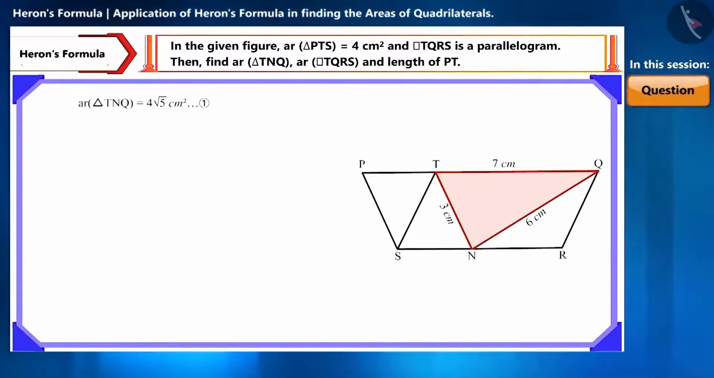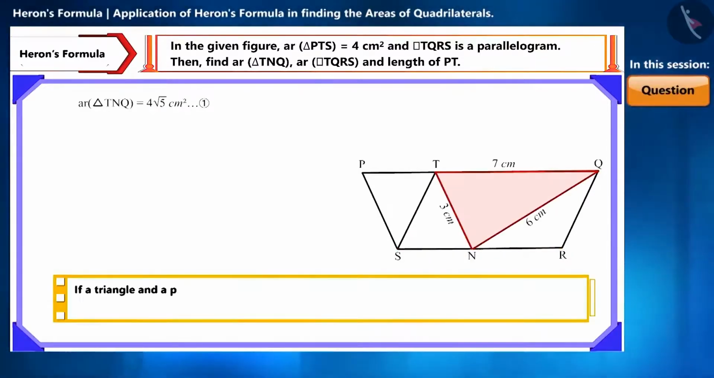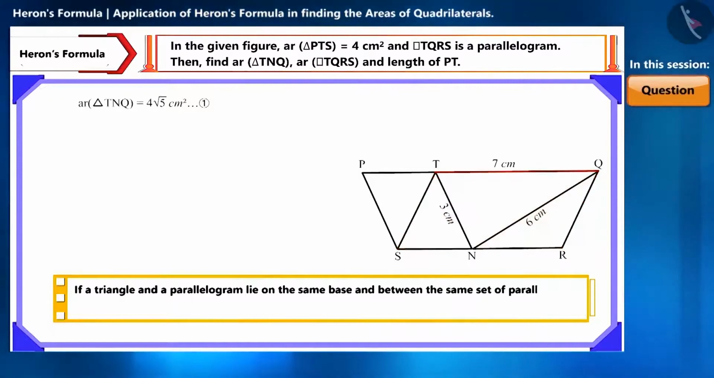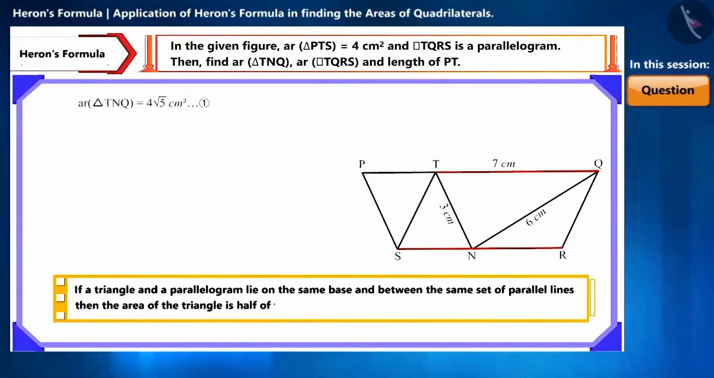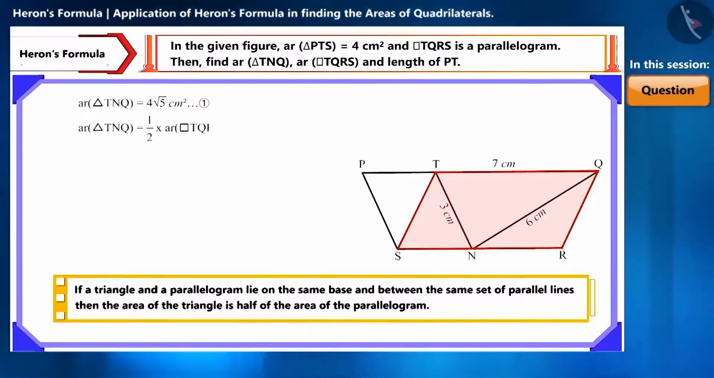Friends, look at triangle TNQ and parallelogram TQRS carefully. Both of these are situated on the same base and between the same parallel lines. And we know that if a triangle and a parallelogram lie on the same base and between the same set of parallel lines, then the area of the triangle is half the area of the parallelogram. So, we can say that the area of triangle TNQ will be half of the area of the parallelogram.